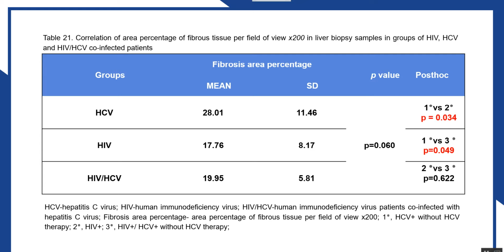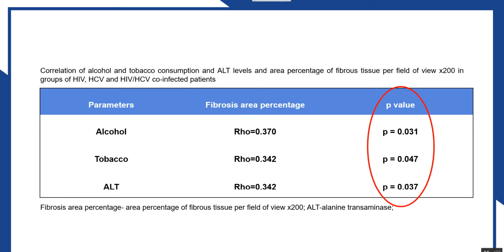Here you can see a correlation of area percentage of fibrous tissue per field of view in liver biopsy samples in the groups of HIV, HCV, and co-infected patients. And here you can see a correlation of alcohol and tobacco consumption and ALT levels with area percentage of fibrous tissue per field of view in the groups of HIV, HCV, and co-infected patients. And you can see statistically significant p-values on the right panel.